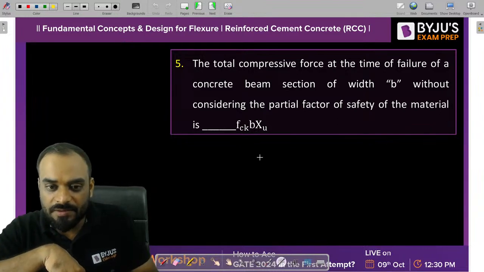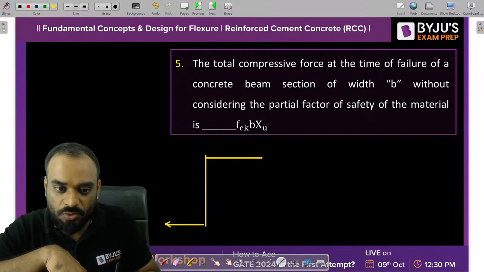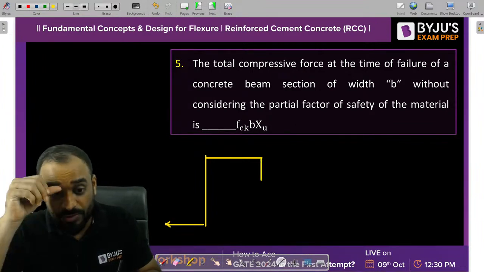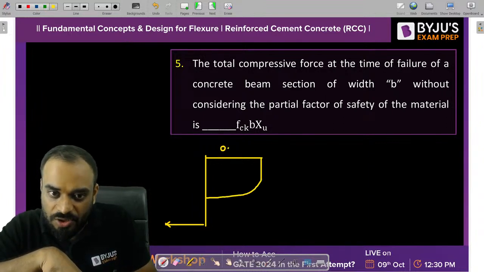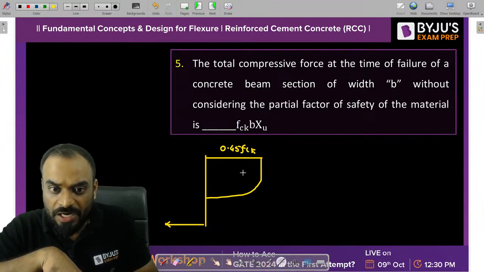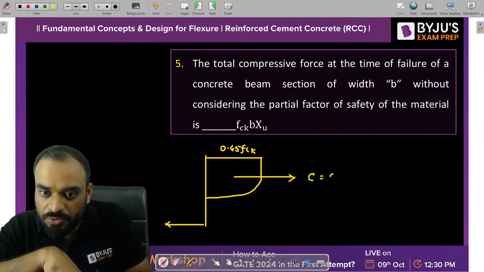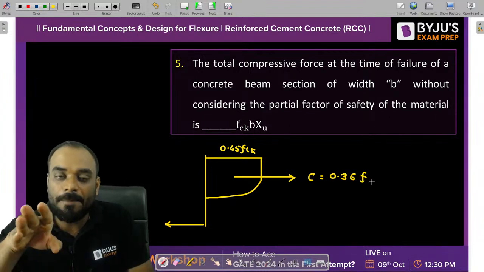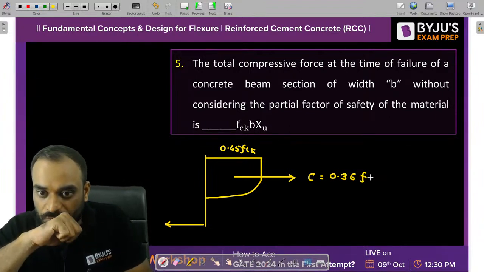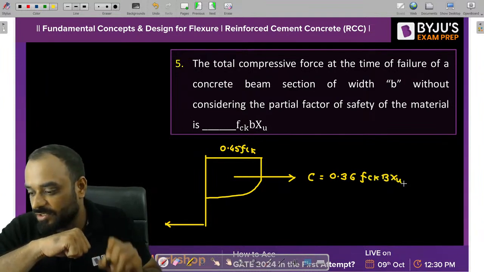Do you remember, guys, in general, you have to draw this particular stress diagram so that you can calculate the total compressive force. And I think all of you have remembered this figure. This value is 0.45 FCK, correct? At the same time, we have a compressive force whose value is in general 0.36, when we are considering the partial factor of safety, which is 1.5. So 0.36 FCK B into XU. This is in general, correct?